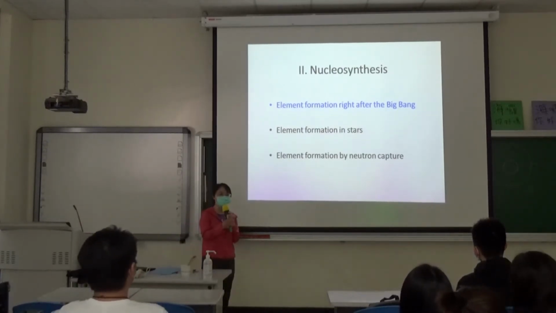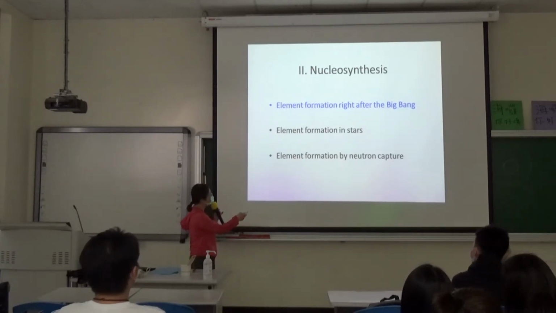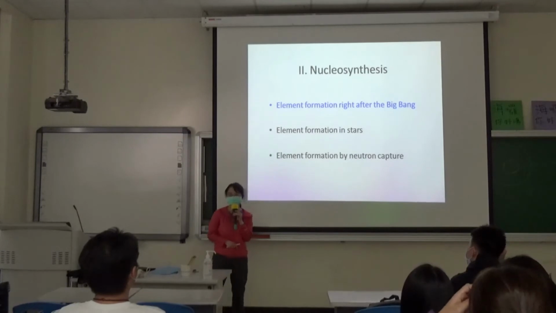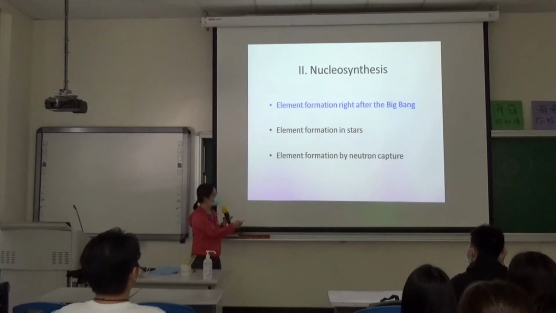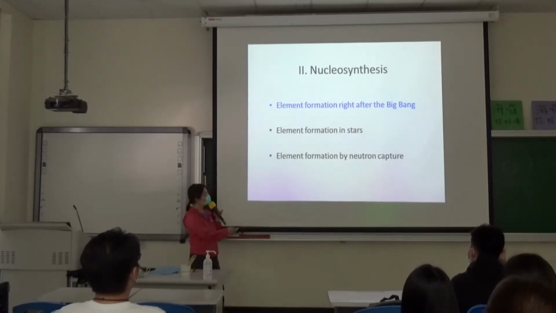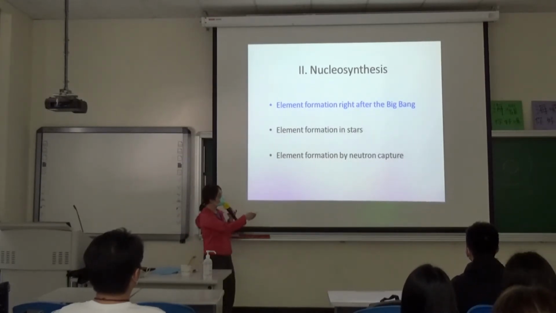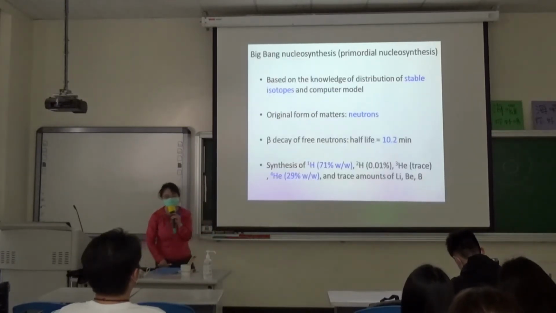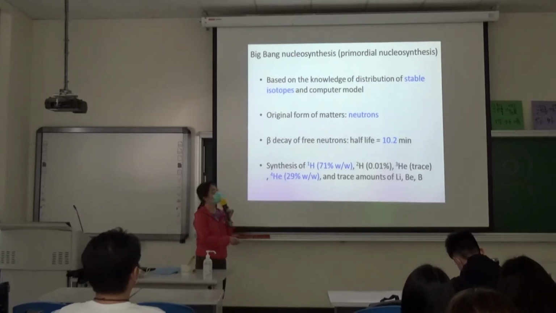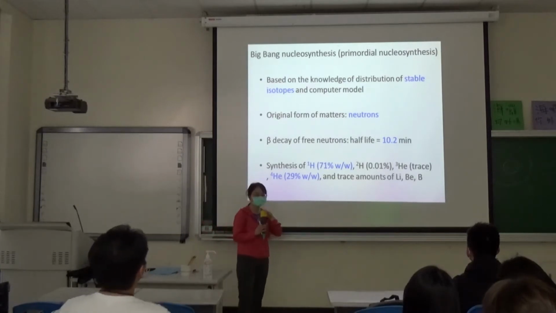So, nucleosynthesis can be divided into 3 stages. So Ethan briefly talked about this. The first stage is right after the Big Bang. The second stage is in the stars. The last stage is under very special events. Then there will be neutron capture. So these are 3 stages. I think today we will only stop here. We can first talk about the Big Bang. It's not much. So this is also called the primordial nucleosynthesis.